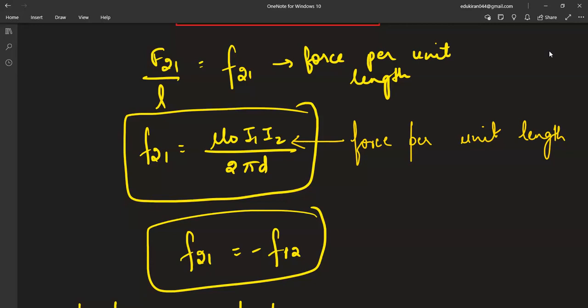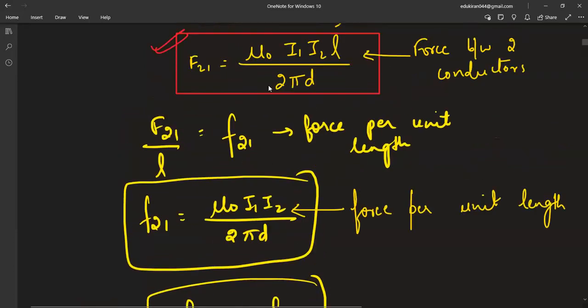Ma'am, here, force per unit length is the main equation, or force between two conductors? No, that is the same thing. Force between the two conductors it is. But from this formula, if we bring down this length here, that becomes force per unit length. So this formula is standardized also. Force per unit length is force between the conductors only. But specifically, if in the question it is said force per unit length, then go by this formula. Don't search for length. Otherwise, it is the same thing. Okay, ma'am.